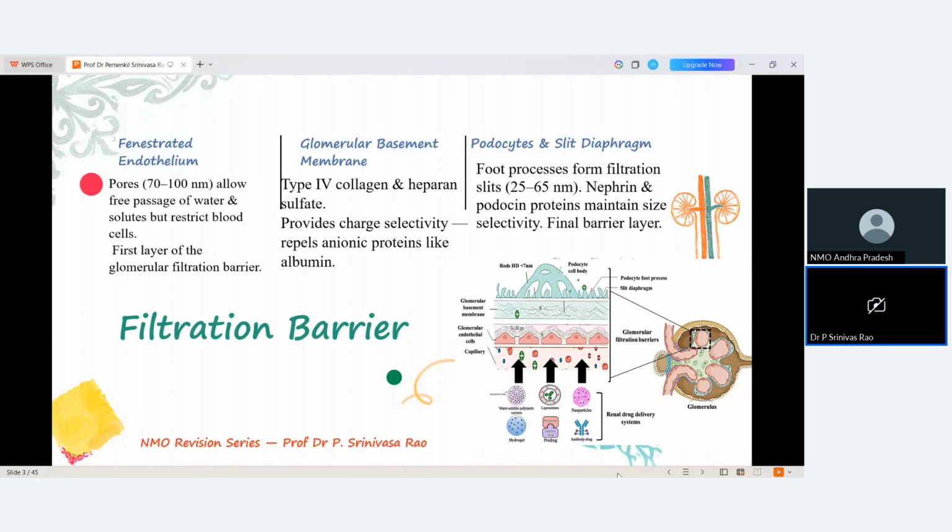A fenestrated endothelium, which is present in the blood vessel; the glomerular basement membrane, which has type 4 collagen and heparan sulfate. What is the importance of this? It provides selective charge, where the anionic proteins will not be able to go through the filter. Then you have podocytes and slit diaphragm. And what are the proteins? Nephrin and podocin, which is the final barrier for filtration.